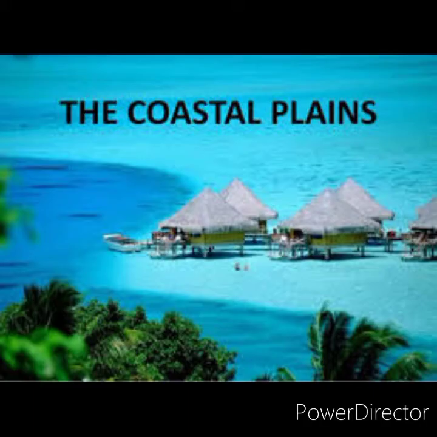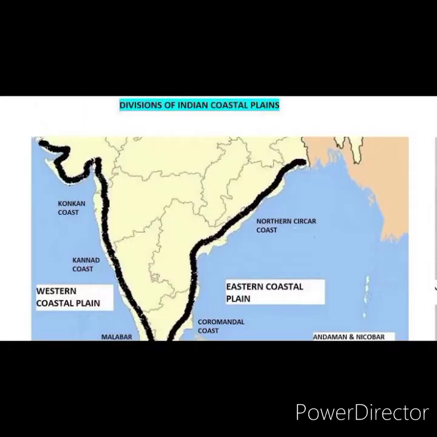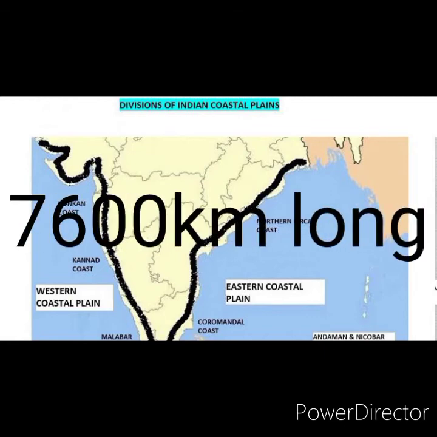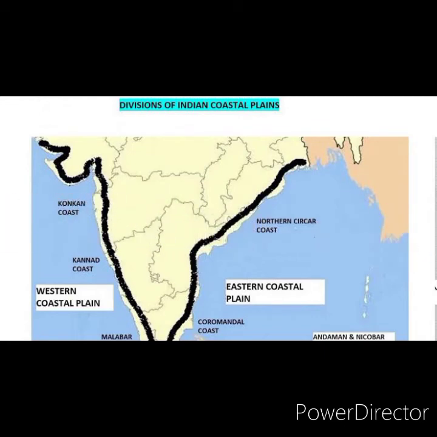Now, children, the coastal plains. India has a long coastline of about 7,600 kilometers. The coastal plain is a strip of plain land near the sea. The Deccan Plateau is surrounded by narrow coastal plains on the eastern and western sides. The plain along the western coast is the western coastal plains. You can see it in the picture which is being shown.